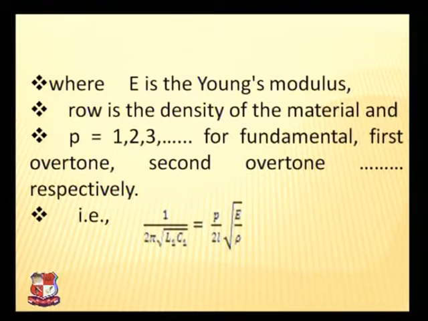And finally, when 1 upon 2 pi under root L1 C1 becomes equal to p upon 2L under root E by rho, then production of ultrasonic wave will take place.